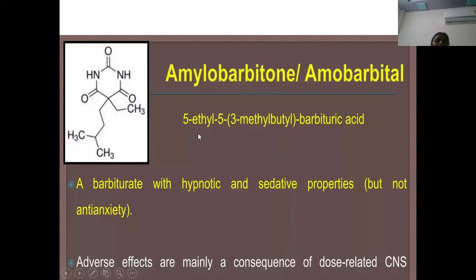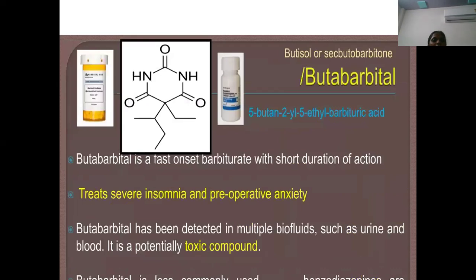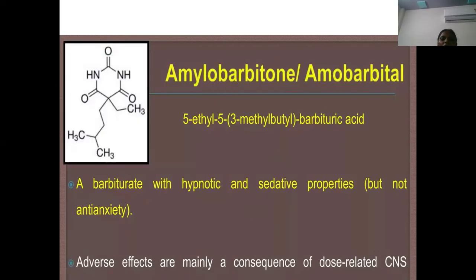So what is the IUPAC name? 5-ethyl. Ethyl means, as you already know, the C2H5 side chain. Next, 3-methyl and butyl. Butyl means we have totally 4 carbons. Methyl butyl along with barbituric acid is the structure. Next, it is a barbiturate with hypnotic and sedative properties but not anti-anxiety. Next, the adverse effects are mainly consequences related to the CNS.